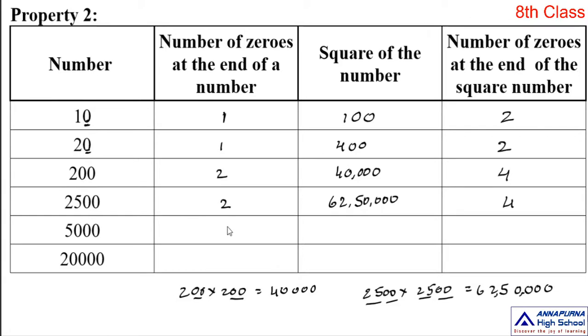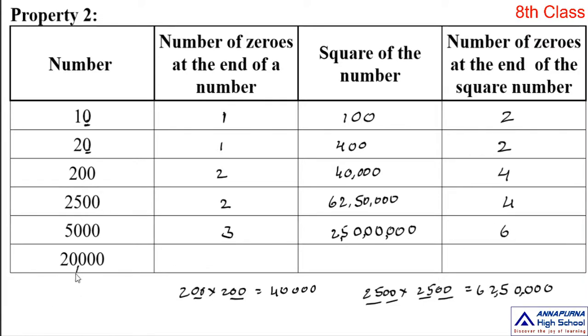And the next number is 5,000. At the end, how many zeros are there? There are 3 zeros. And its square, 5,000 into 5,000. 5 5's are 25. In the first 5,000 we have 3 zeros, and in the second 5,000 we have 3 zeros. That means in the product, how many zeros do we have? 6 zeros. 1 2 3 4 5 6. So at the end, 6 zeros are there.